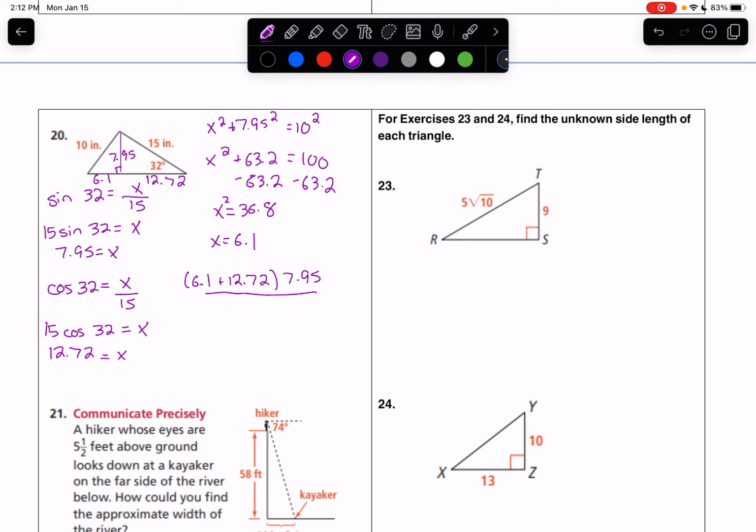7.95. Divide by 2. And I find that the area is 74.8.